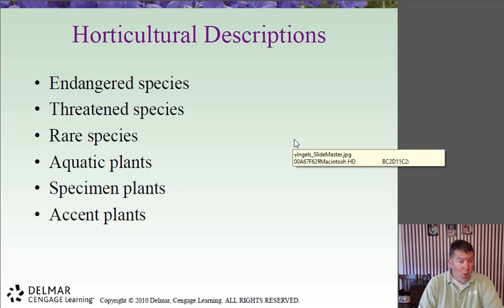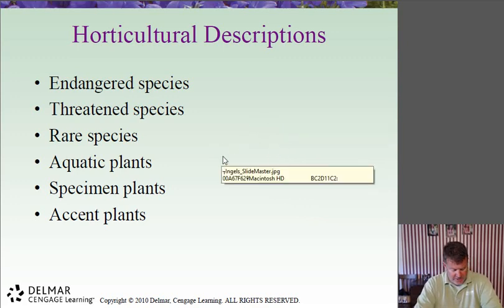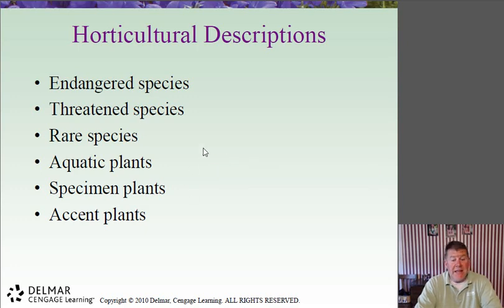Throughout a portion or through an entirety of their range. Threatened species are plants that are likely to become endangered in the near future. Rare species are plants that should be protected because of their distinctive characteristics and limited number. Aquatic plants are rooted underwater.